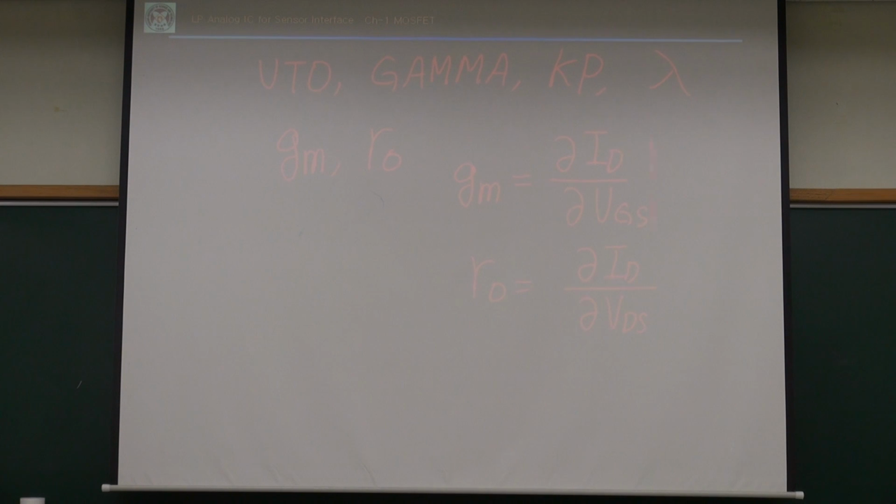So here my VDS is constant. My VBS equals constant, right? Here my VGS is a constant, my VBS is a constant, and then it should be just the inverse of it. My intrinsic voltage gain, the small signal voltage gain, is GMRO, right?